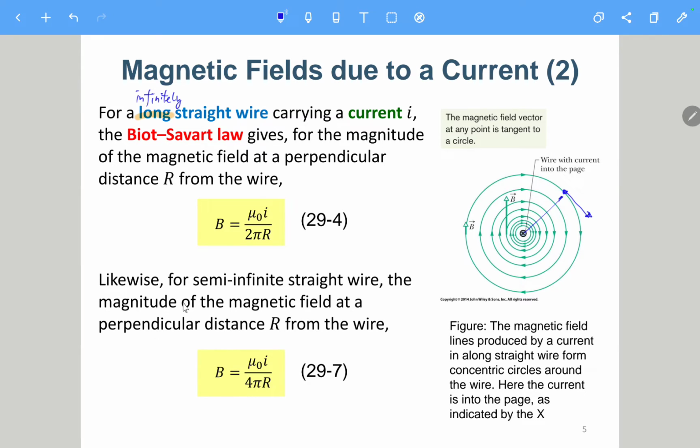But we first talk about the semi-infinite straight wire, which means that it starts from 0 and then goes to infinity. So we just cut the other half. Likewise for the semi-infinite straight wire, the magnitude of the magnetic field at the perpendicular distance r from the wire is actually half, because you only have half of the wire. So you only have half of the B field magnitude.